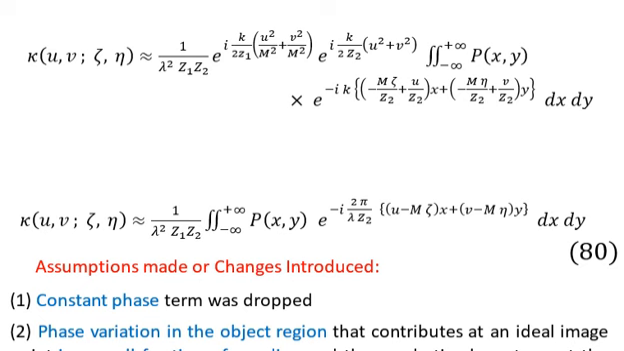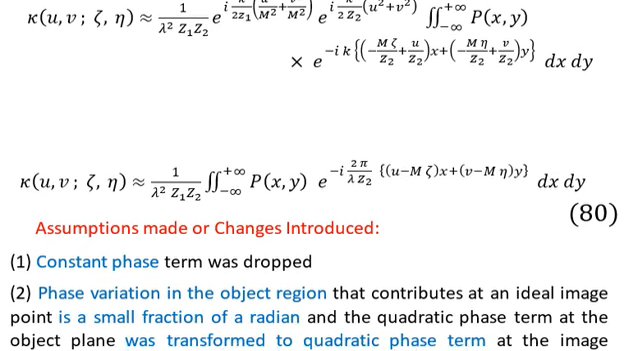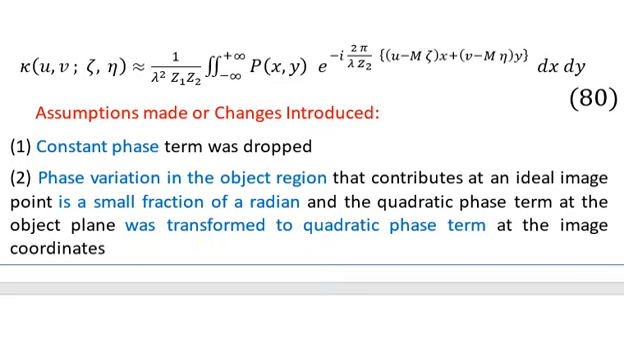So this is in equation number 80, and you know that here the quadratic phase factor is also not present because we have omitted that one. So no more quadratic phase factors associated with the image plane, that is u square and v square, are present. So let's read the assumptions under which equation number 80 was produced.